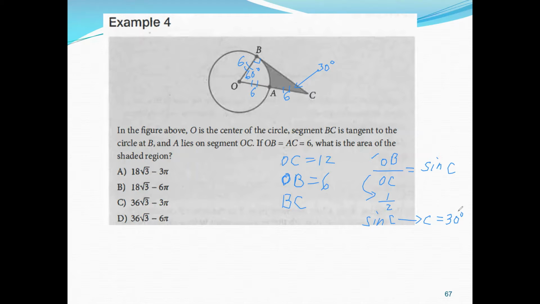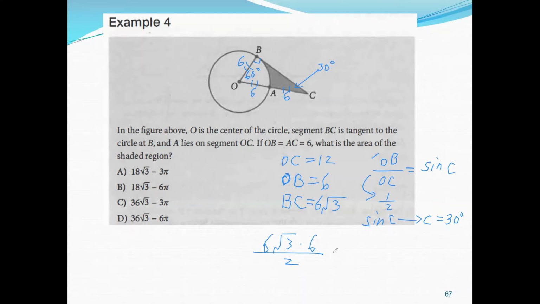What is BC here? BC here, if I remember correctly, I believe it's going to be 6 square root of 3. Double check, I'm not sure. Okay, so if BC is 6 square root of 3, then what's the area of this triangle? It's going to be 6 square root of 3 multiplied by 6, because BC is the base and OB is the height, divided by 2. That's the area of the triangle, right?